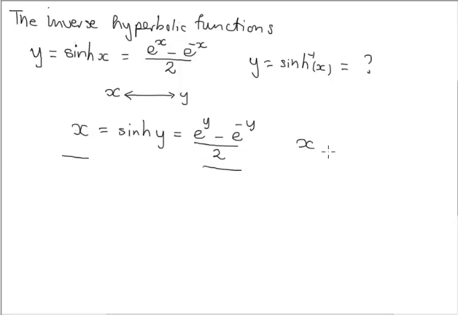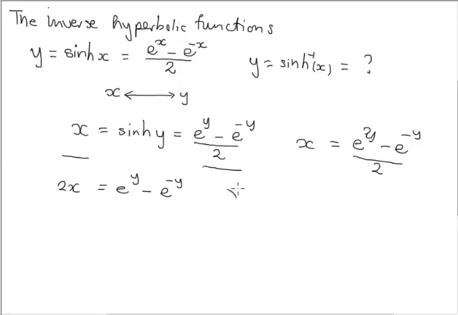We're going to get x equals e to the power y minus e to the power minus y all over 2. If you multiply by 2 on both sides, I'm going to get 2x equals e to the y minus e to the minus y. The problem is that we've got y and minus y, but you actually want y, isn't it? So we must strategize how can we get only y instead of y and minus y.